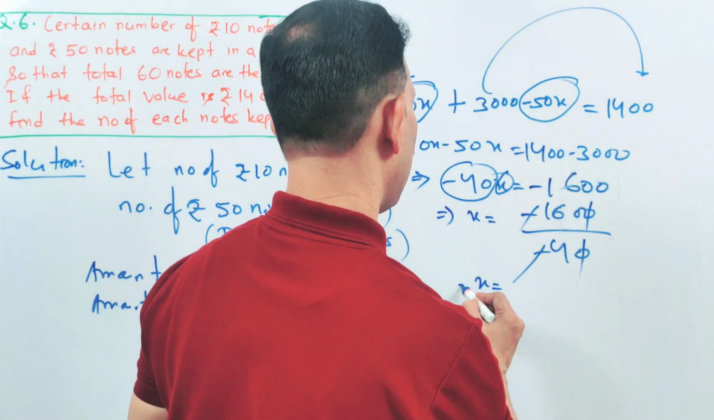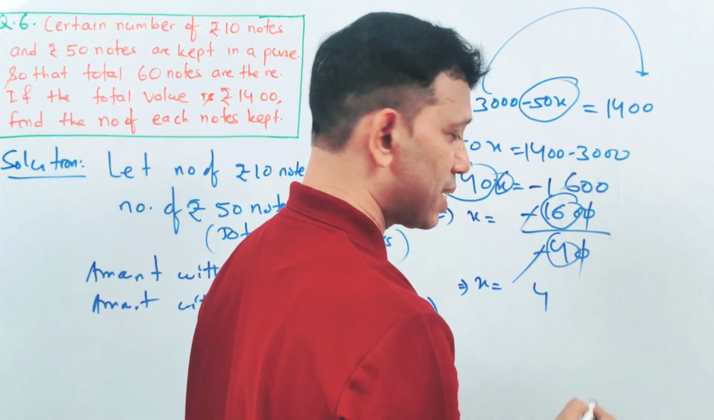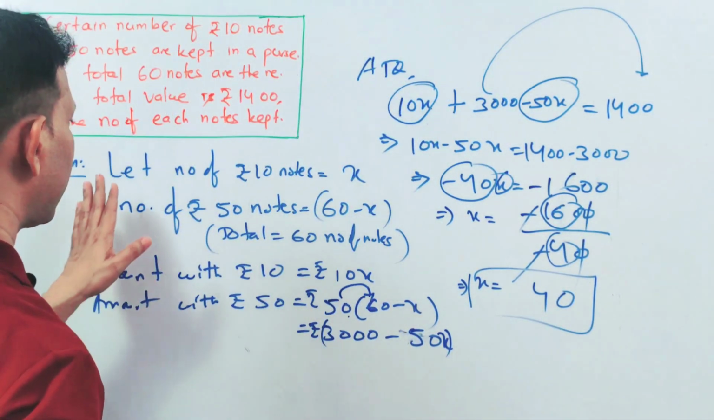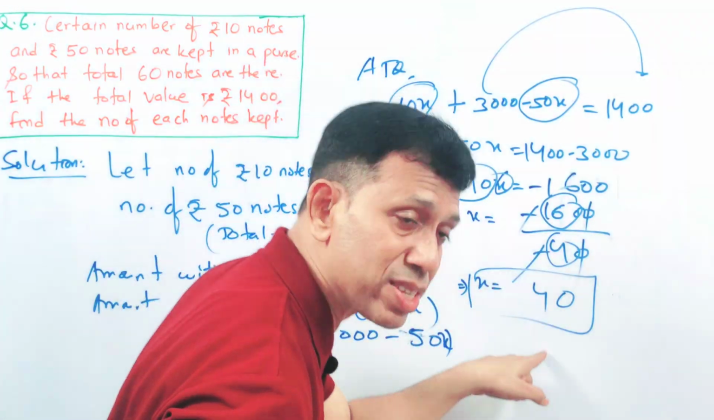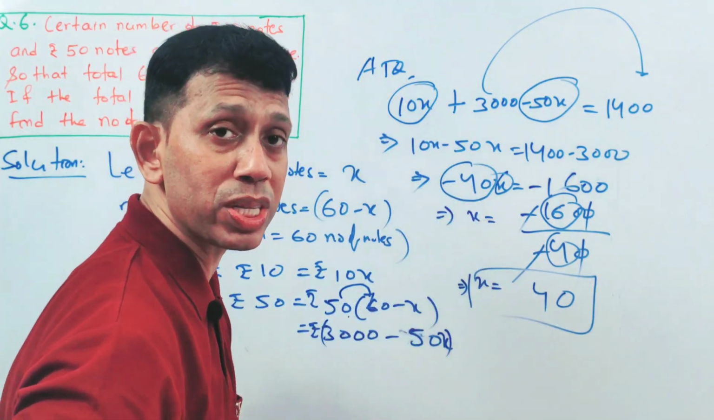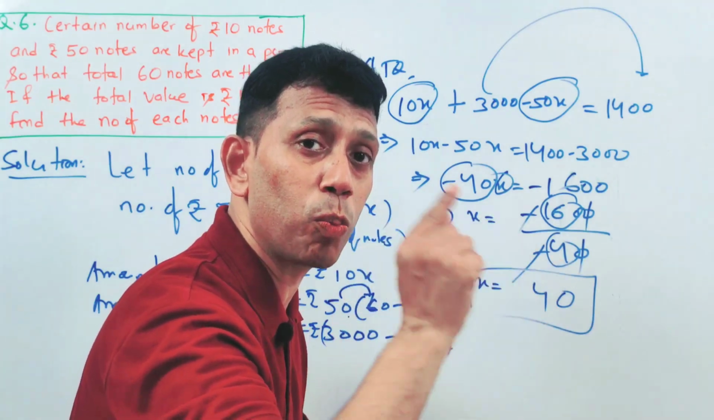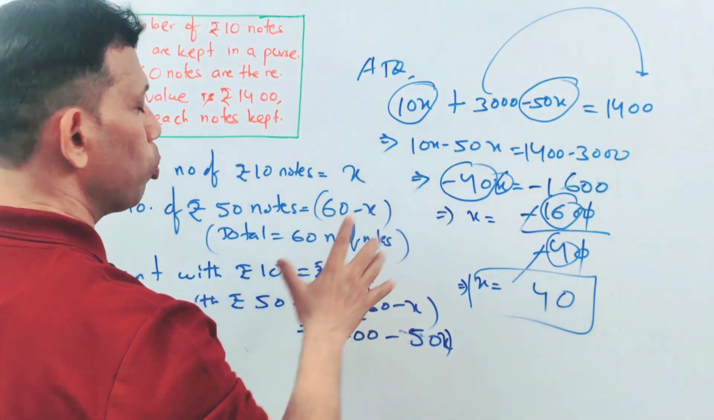Now x is equal to 160 divided by 4. 4 fours are 16 and 1 zero. So x is equal to 40. What is x you have taken, dear students? The number of 10 rupee notes is equal to x. X is 40. That means the number of 10 rupee notes is 40. So you got that answer: 40 ten rupee notes were there.